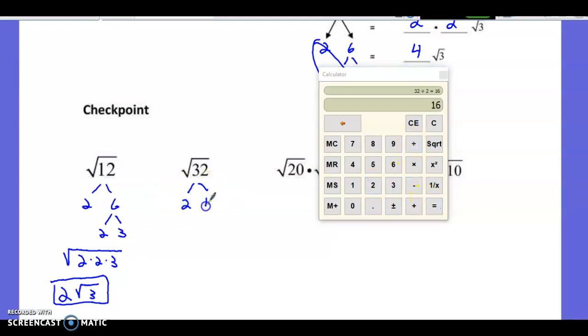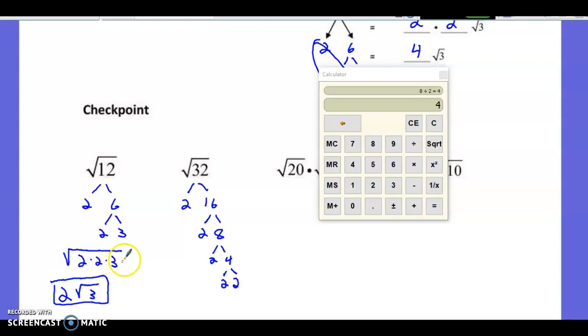So we have 2 and 16. We can break this down, 2. And if it's already in here, I can just divide by 2 again. Boom, 2 and 8. Divide that by 2, because it's an even number. 2 and 4. And we know 4 is 2 and 2.